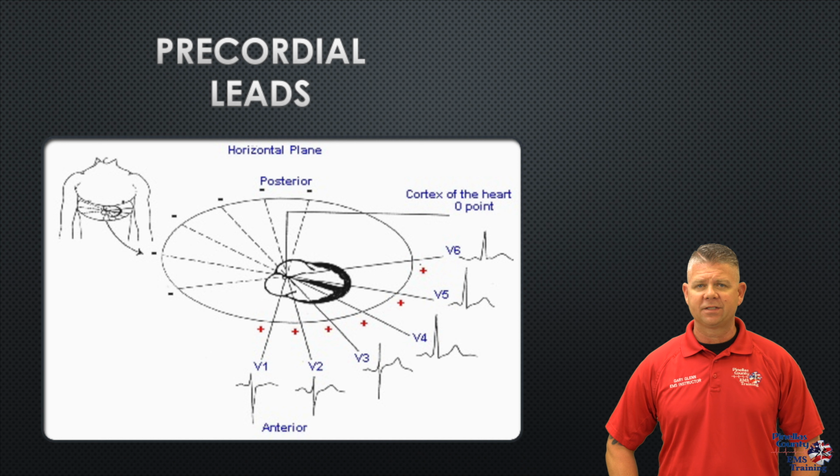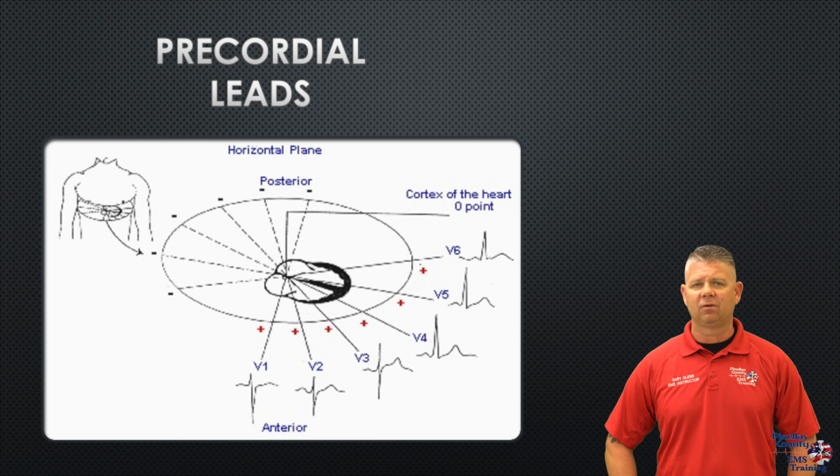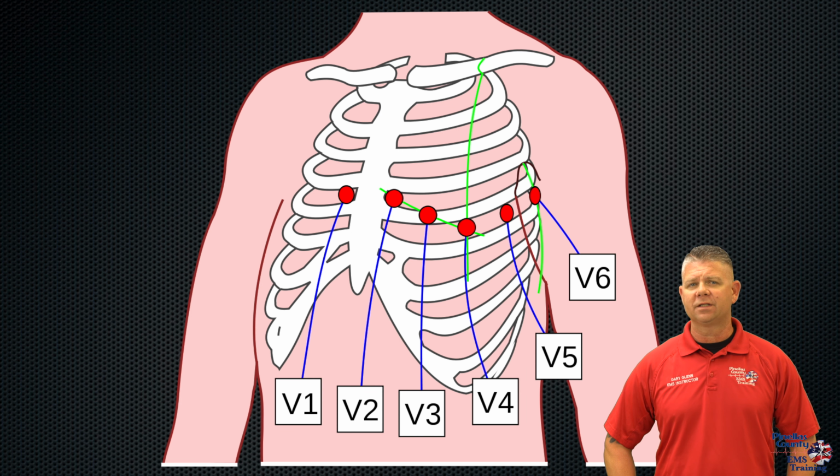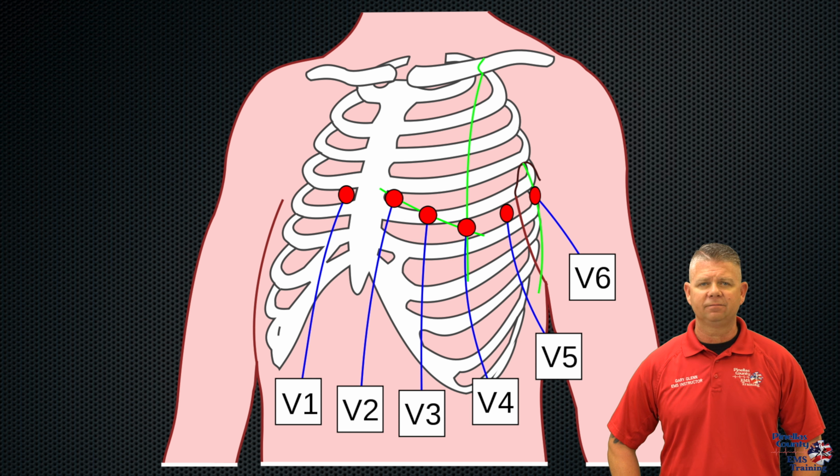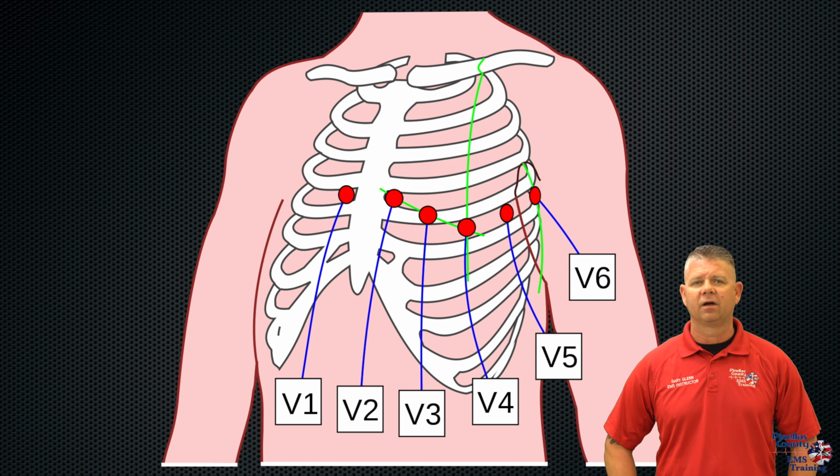It's very important to place these precordial leads in the correct anatomical locations. So V1 is on the 4th intercostal to the right of the sternum. V2 is at the 4th intercostal to the left of the sternum, and V1 and V2 view the septum of the heart. V3 is placed between V2 and V4.